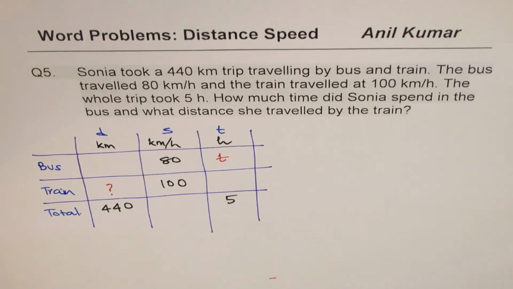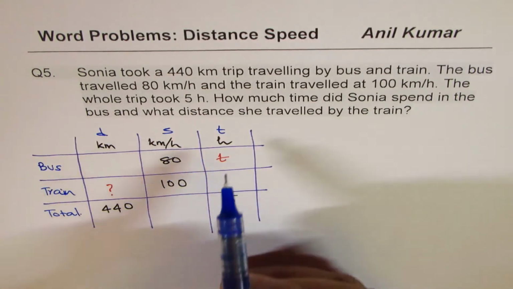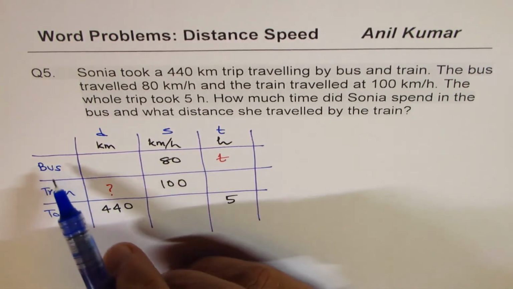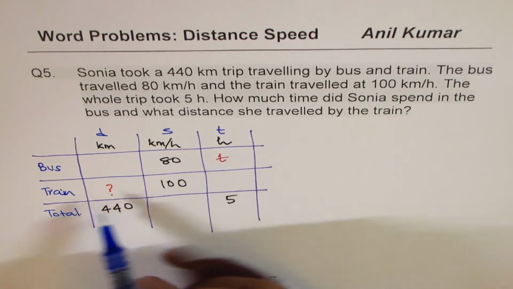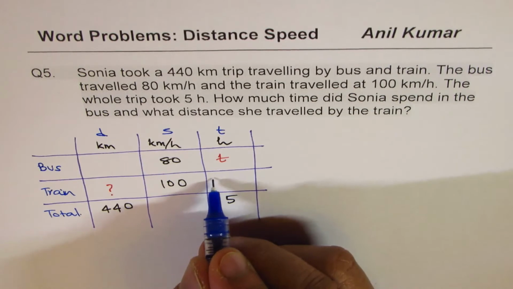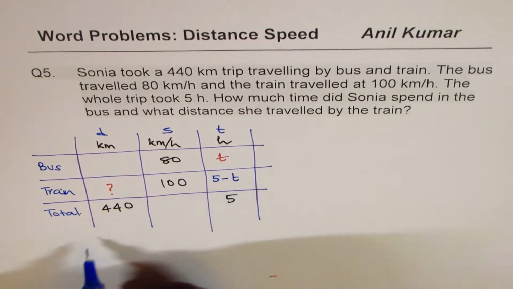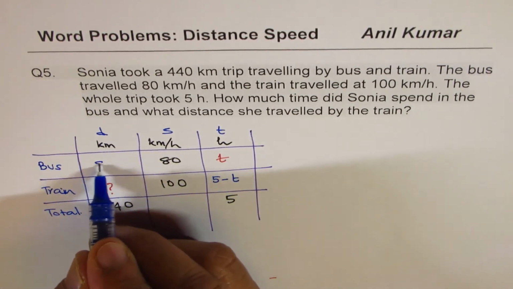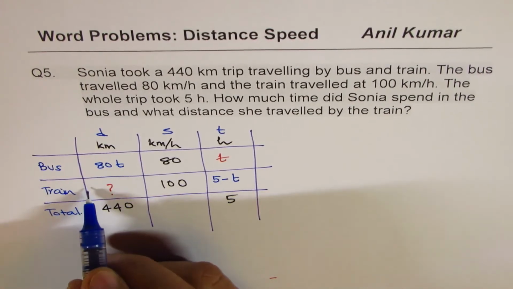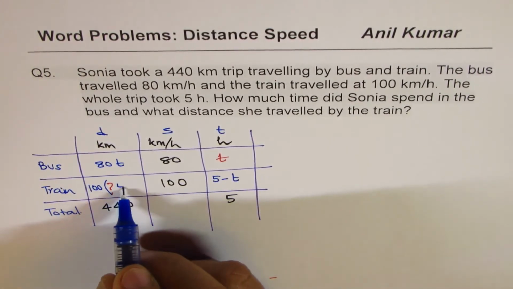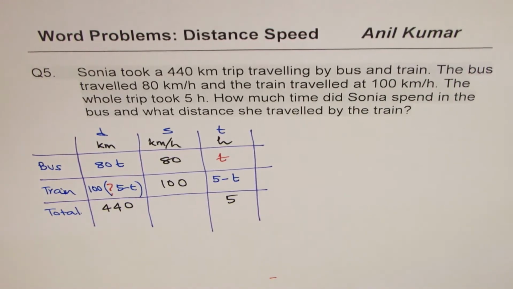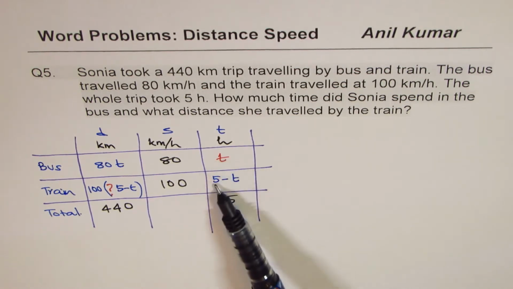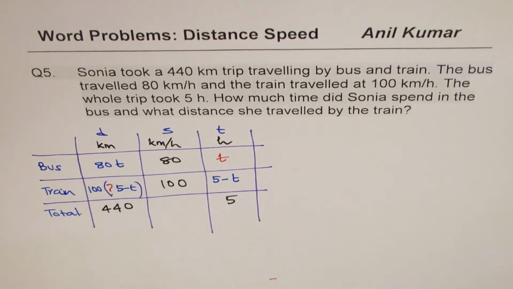Is that okay? Now from the given situation, I'll define my variables, correct? So let T be the time Sonia spends in bus. In that case, what is the time in the train? Total is 5, right? So this has to be 5 minus T. Is it okay? Now distance is speed into time. So this distance can be written as 80T, and this distance will be written as 100 times 5 minus T. Does it make sense to you? Perfect. To get an equation, we already used this condition, right? When we write 5 minus T, we have this equation now to work with.